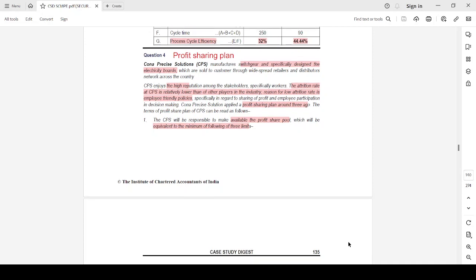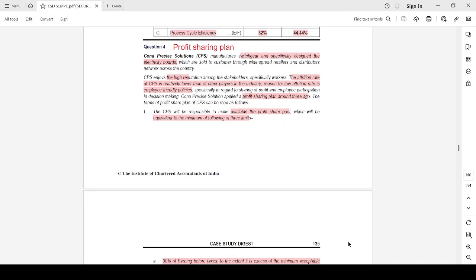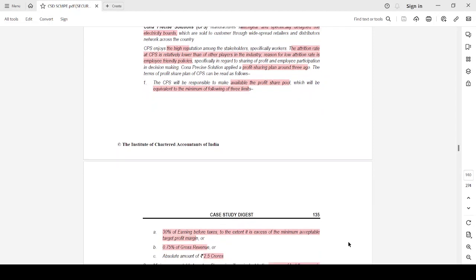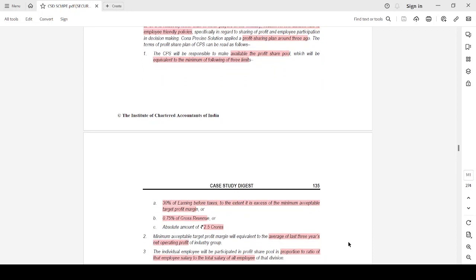Now because of this profit sharing plan and far better employee related policies and good working environment, the attrition rate at CPS is relatively lower. Attrition rate here would generally mean the number of employees who are leaving the organization. Basically this is because of this profit sharing plan. That's what the management has identified. Now how does this work? Let's see that. This profit sharing plan was started some 3 years ago. From that they have been observing that the attrition rate is getting lower. CPS will be as responsible.